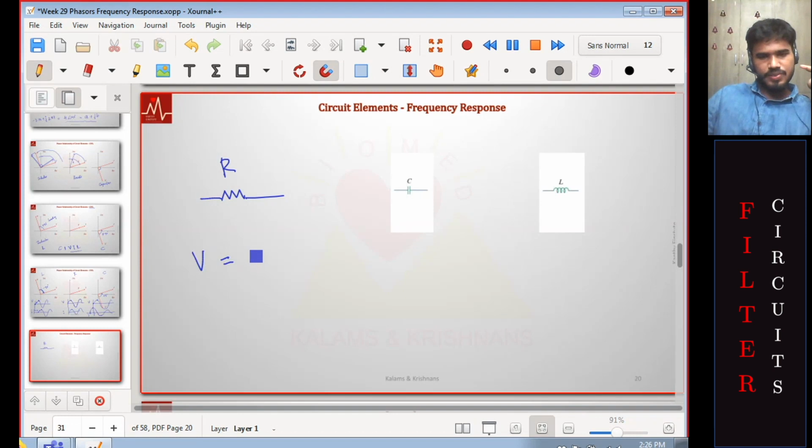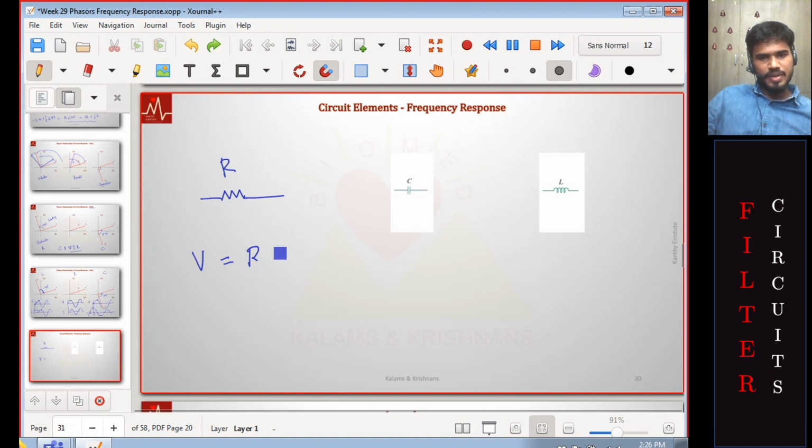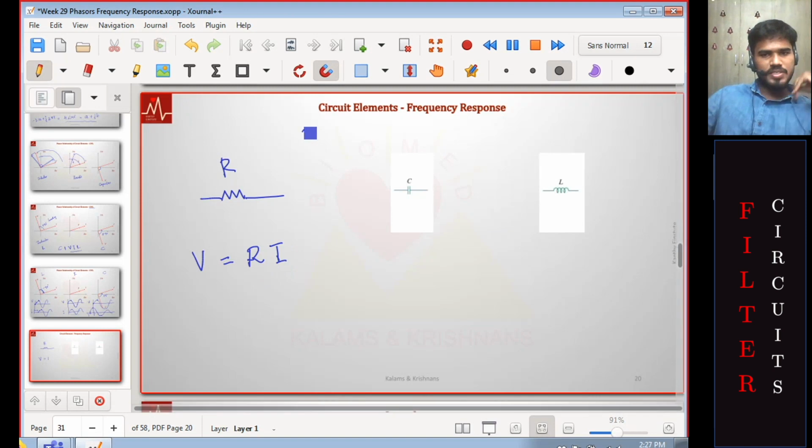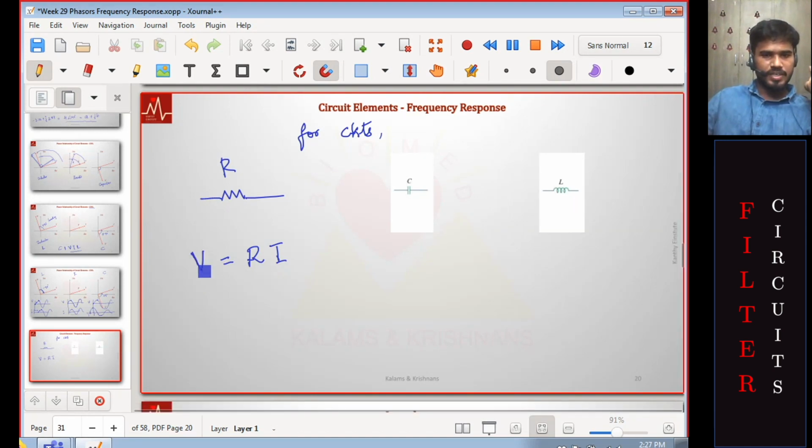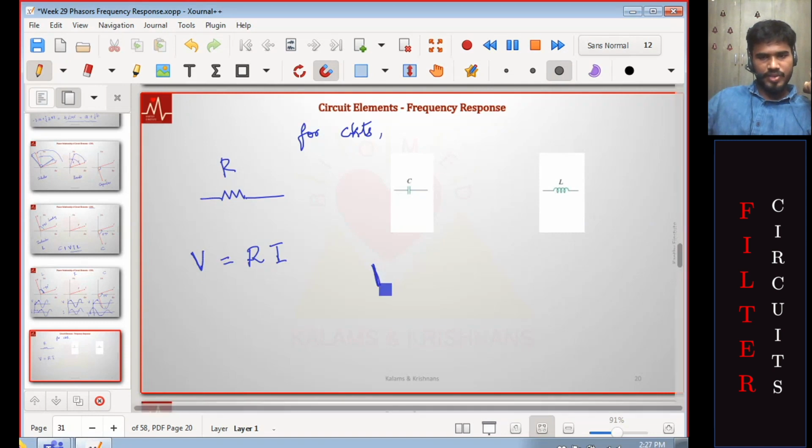Here, voltage is R times I. For AC circuits, there is something like resistor, even for capacitors and inductors. So you can write a direct relation between the phasor voltage here and the phasor current here. Notice this complex number, and there is one more constant that is a complex number that connects this number and this number.